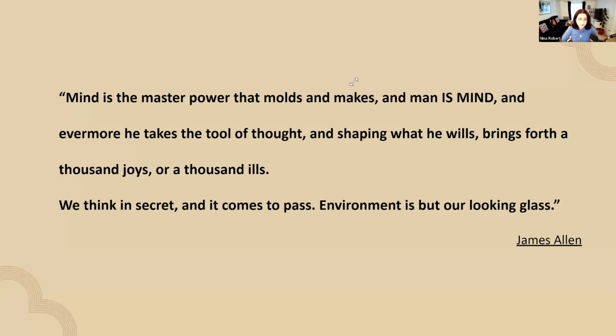So what did that mean? It's a very beautiful piece of poetry, and it's from the book As a Man Thinketh by James Allen. It's a little book, and it's really full of golden nuggets, so I really advise you to have a look at it. What James Allen is telling us here, we think in secret and it comes to pass, environment is but our looking glass, is that our results are a direct reflection of our self-image.